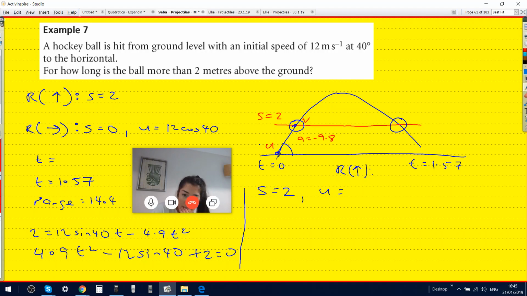Hold on. What way are we doing this? Do we start with S as 0 or S as 2? No. We were trying to find time, I think. Yeah. S is 2. U is 12 sine 40. No, we were trying to find V, weren't we?